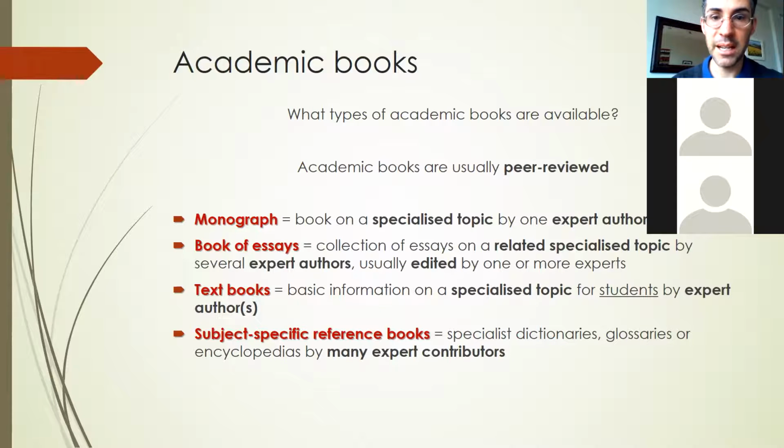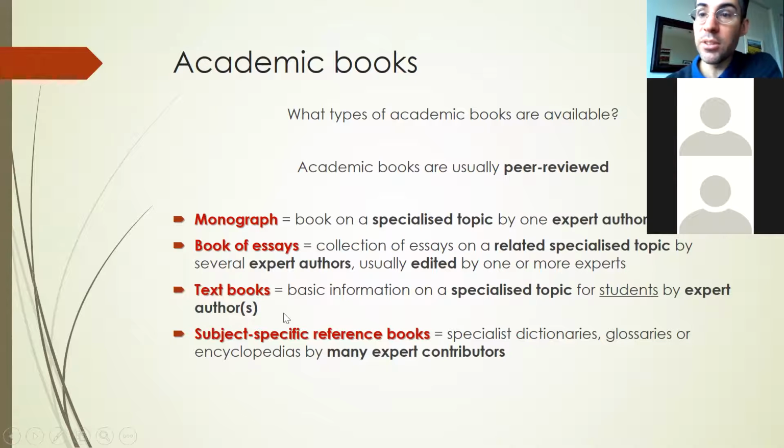All right, so let's talk about academic books. Academic books are usually peer-reviewed, and there are different types of academic books. There are books called monographs, and this is usually a book on a very specialized topic by one expert author. Do you know what mono means? Mono means one. Okay, so a monograph is by one expert.